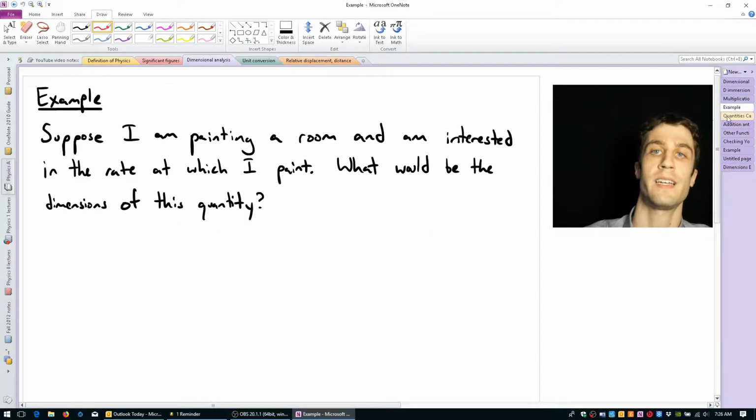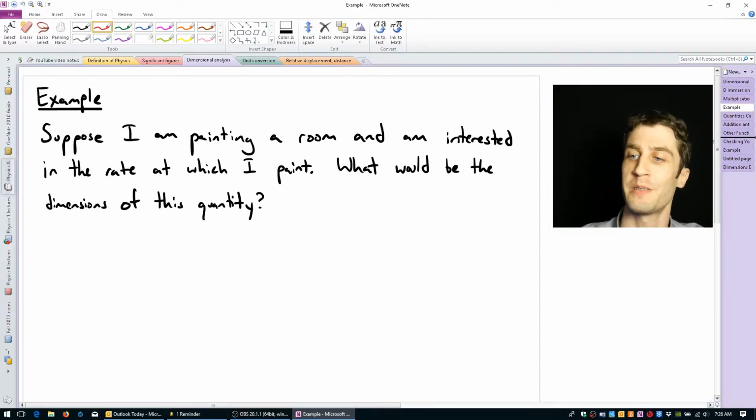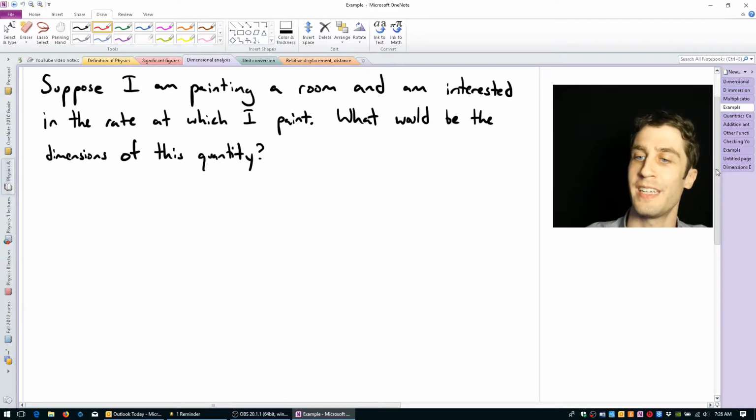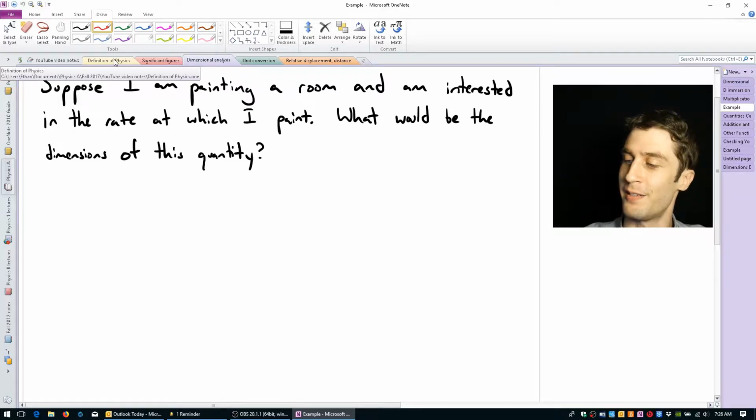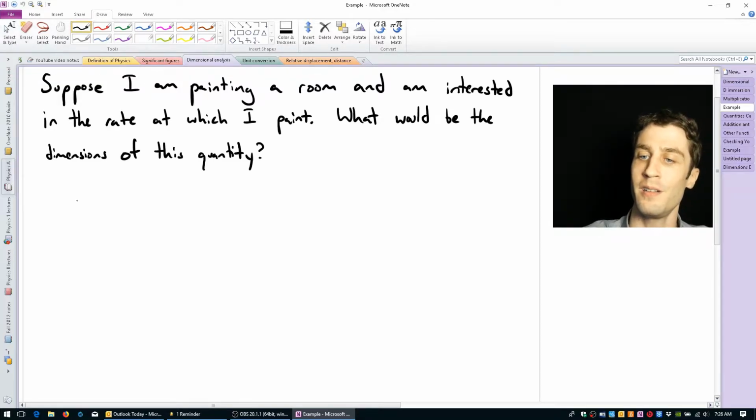All right, here's a kind of non-trivial example. Suppose that I'm painting a room and I'm interested in the rate at which I paint. What would be the dimensions of this quantity? Well, I'll call the rate that I'm painting R.